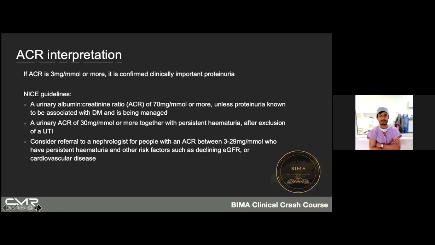So basically, it might seem to you guys you just always have to refer to a nephrologist, and that's not a bad option, to be honest. But you should really tend to consider referral to a kidney doctor when the ACR is between 3 and 29, and especially if someone has concomitant symptoms such as persistent hematuria, and they also have declining eGFR and cardiovascular disease as well. This was ACR.